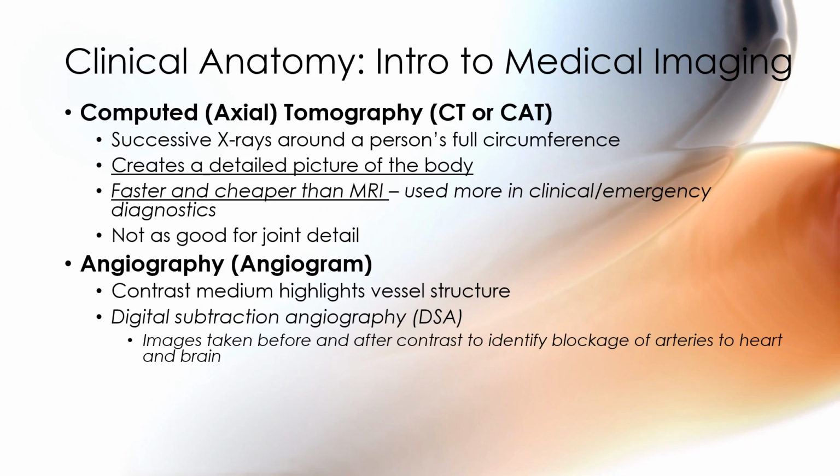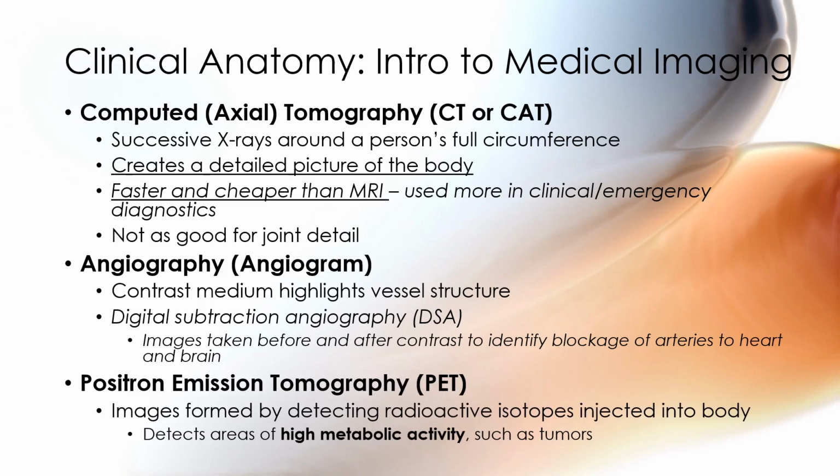Another way that specifically looks at either the heart or the brain is an angiography, or angiogram. Essentially you shoot some contrast medium into the vessels and you can see where there is obstruction in that vessel. So you take an image before and after the contrast to see where the blockage in those vessels is. That's very important for the heart and brain, right? Those are the tiny vessels we're really worried about for heart attacks and strokes. So this is an angiography, or angiogram.